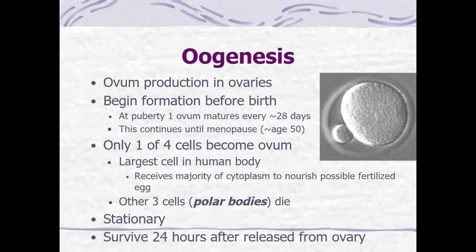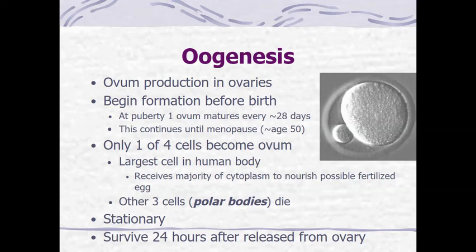Now, meiosis in females is called oogenesis. So this is ovum production that takes place in the ovaries. Oogenesis actually begins before birth. So a female begins egg production before she's even born. But then it is at a standstill. Once the female reaches puberty, then the maturation of the egg continues, and about one ovum matures every 28 days.